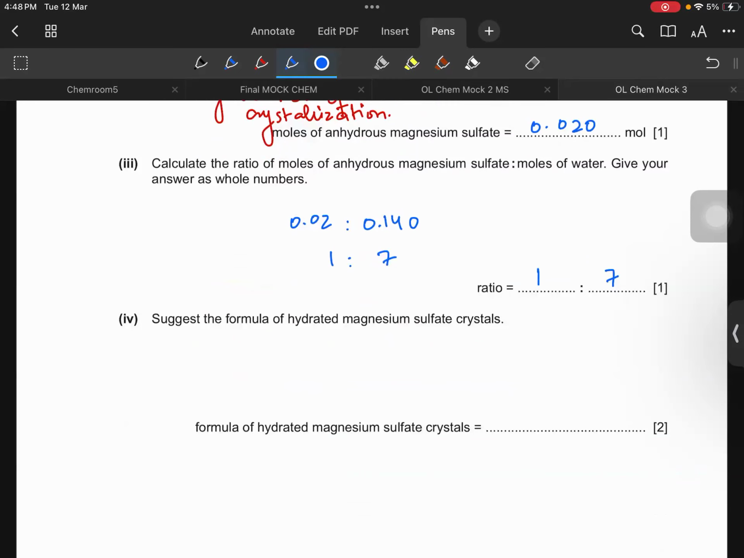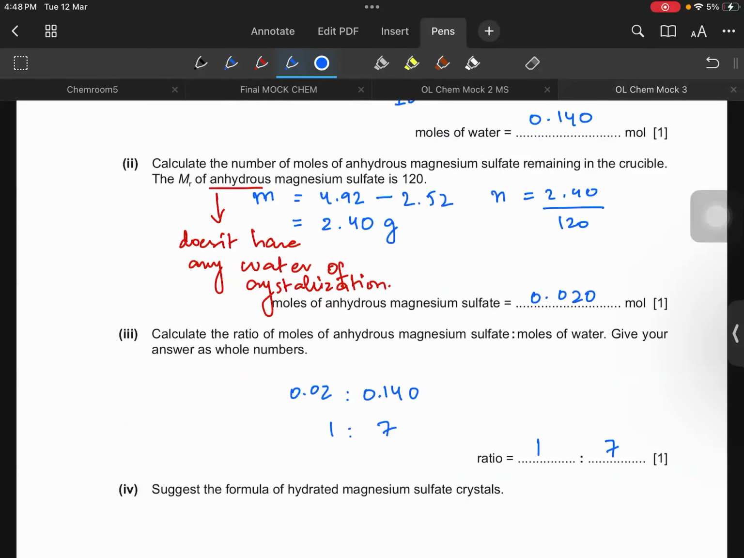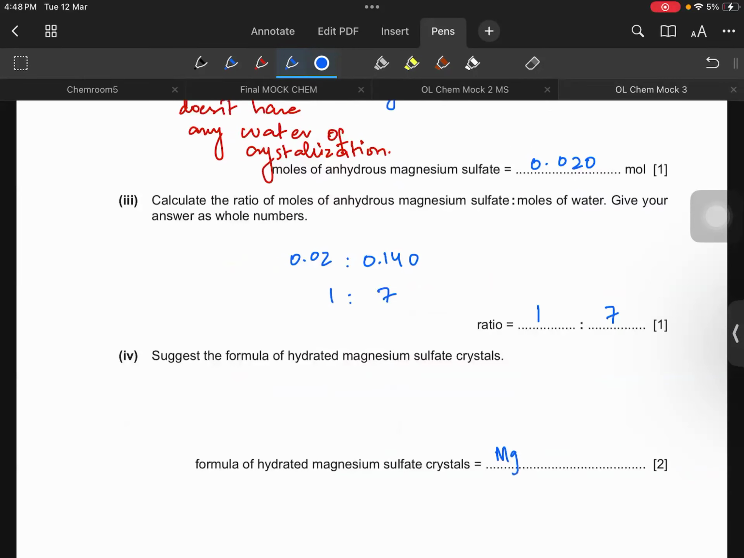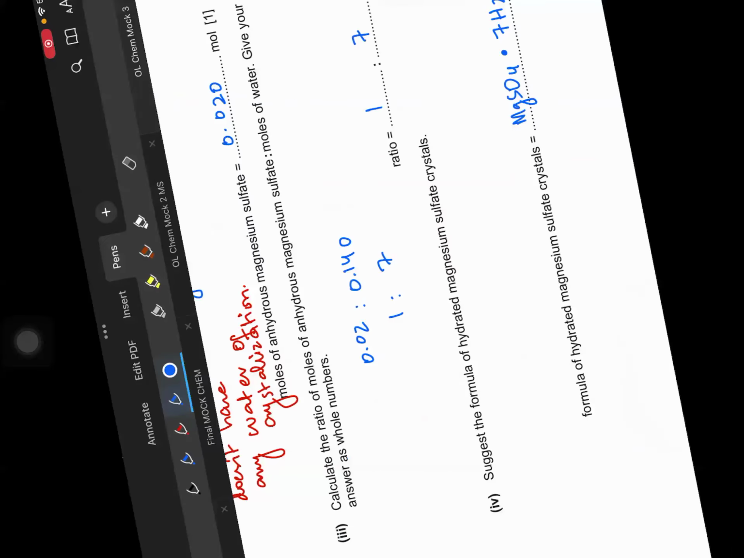Sir, ये ऊपर क्या किया ये आपने? Ratio ले लिया ना moles का, इन्होंने कहा था. Moles of anhydrous magnesium sulfate with moles of water. MgSO4. आगे MgSO4 के आगे 7. नहीं, 0.7H2O. हाँ. ठीक है? Yes. सही कह रहे.